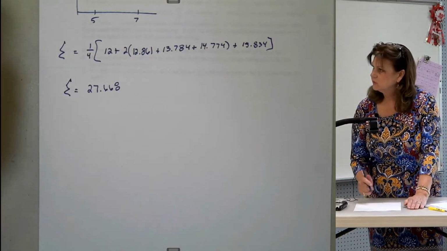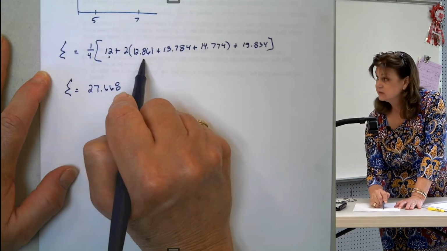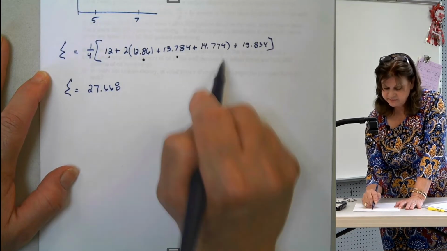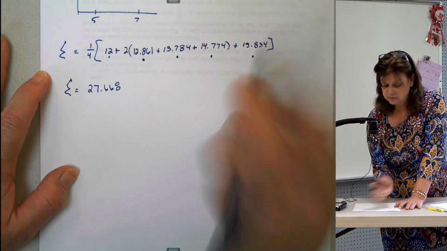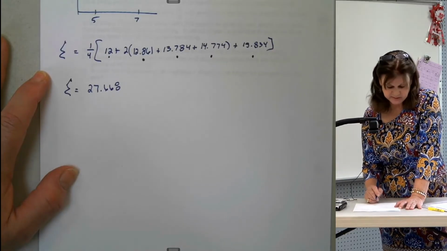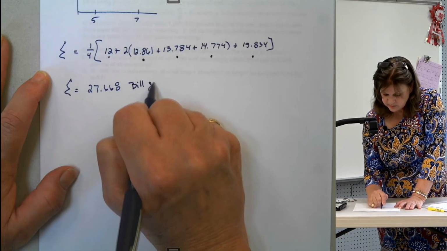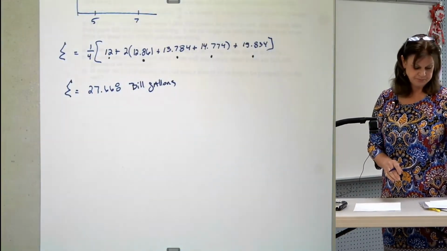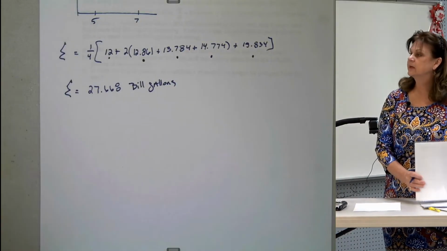So these are the evaluations I was getting: f of 5, f of 5.5, f of 6, f of 6.5, f of 7, do the magic that's math, and I end up with 27.668 billion gallons consumed using trapezoidal rule. Okay?